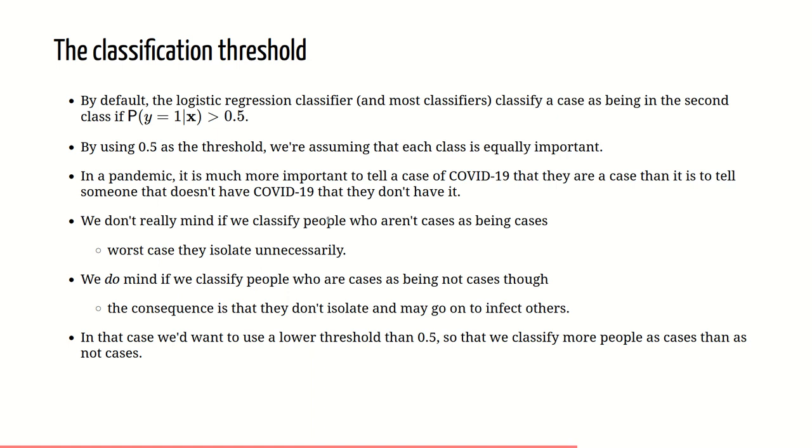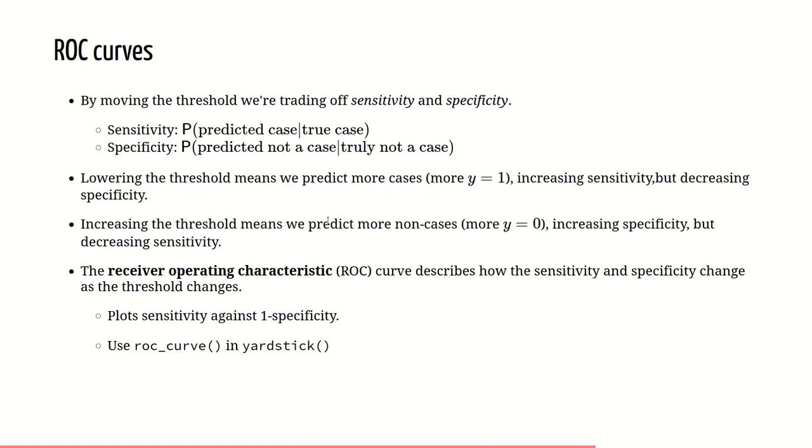So sometimes the 50-50 doesn't make sense. In this pandemic situation, it doesn't make sense, right? So we'd want to use a lower threshold than 0.5 in order to classify more people as having COVID compared to saying people don't have COVID, right? So we want a lower level of threshold there. And what we're doing by moving the threshold is trading off sensitivity and specificity.